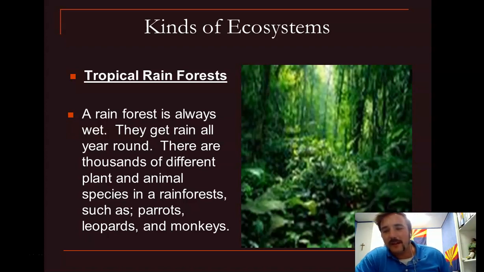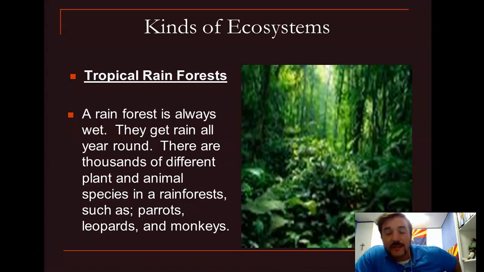If you like the color green, the tropical rainforest is for you. Showing that it gets a lot of rain. And here's again where you have the different animals like the parrots and the leopards and the monkeys. Animals you don't see in any other ecosystem because they can't survive. Because they need all the plants. They need all the animals that eat the plants. They need all those types of things.